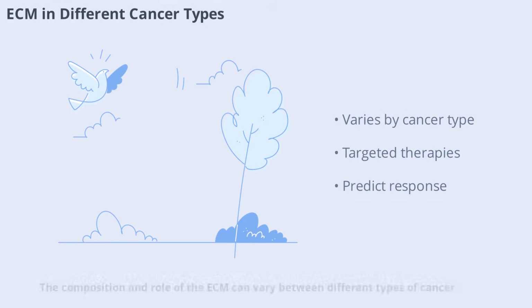The composition and role of the ECM can vary between different types of cancer. Understanding these differences is important for developing targeted therapies and predicting how tumors will respond to treatment.